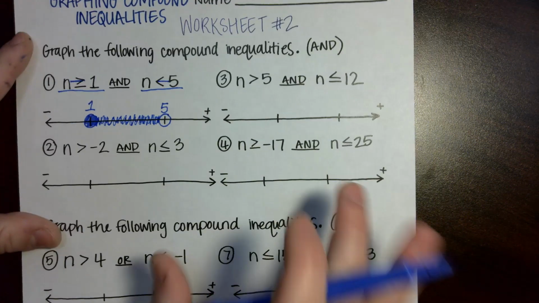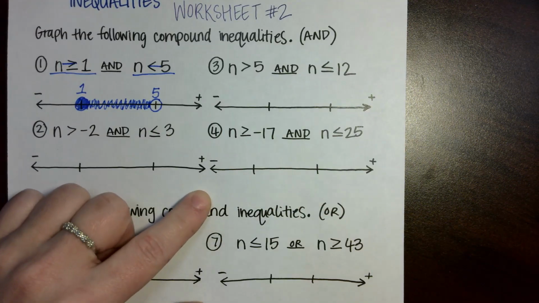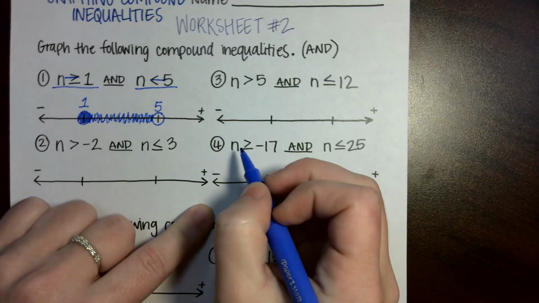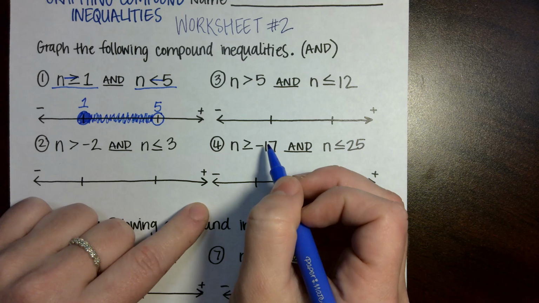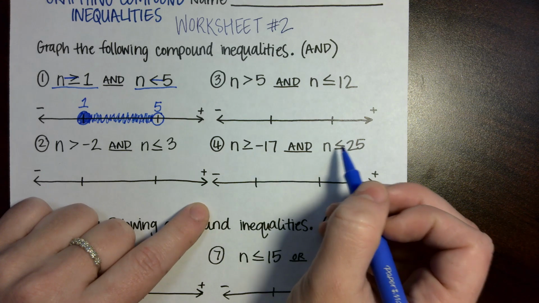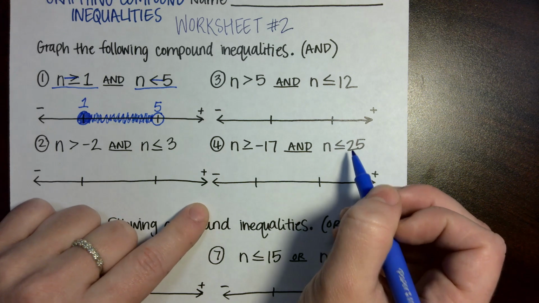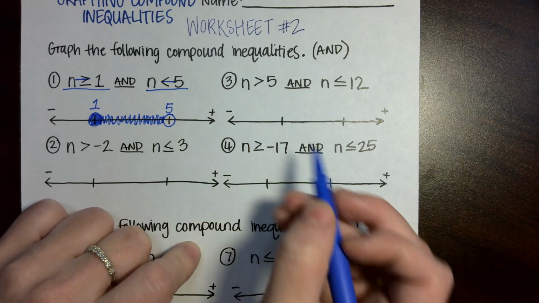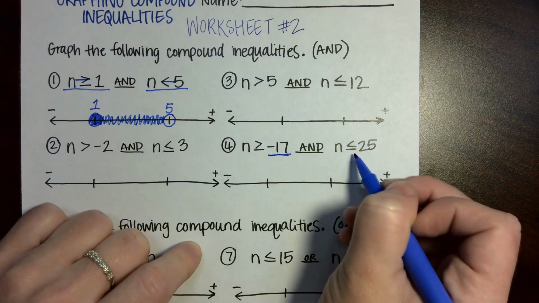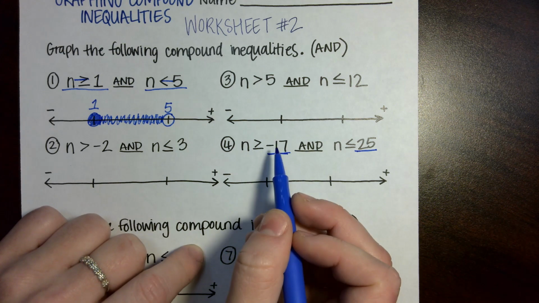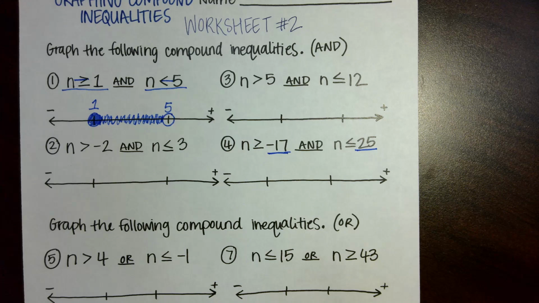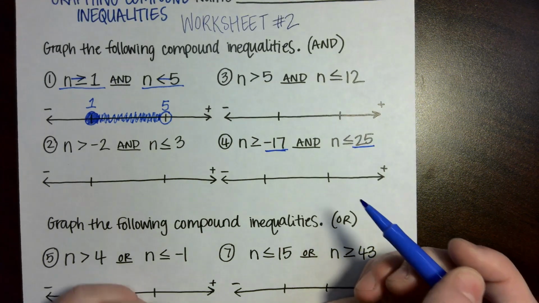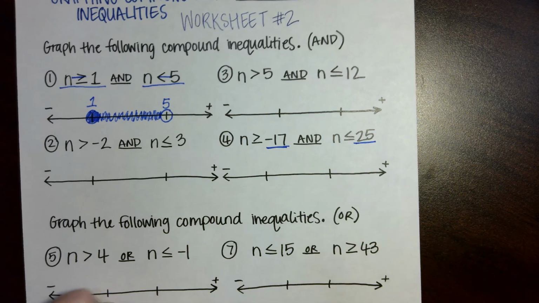Let's look at this number 4 here. Okay, so I have N is greater than or equal to negative 17 and N is less than or equal to 25. So we have two numbers that we need to put on our graph. We've got a negative 17 and a positive 25. What are we thinking, first impressions? Which number is going to go first? That's all right. Let's talk about it.